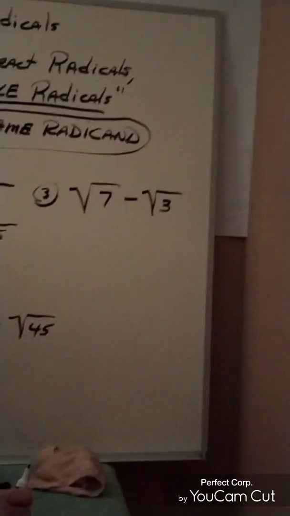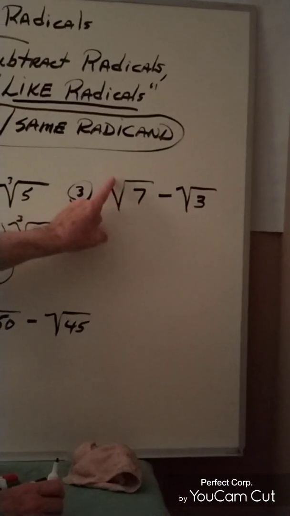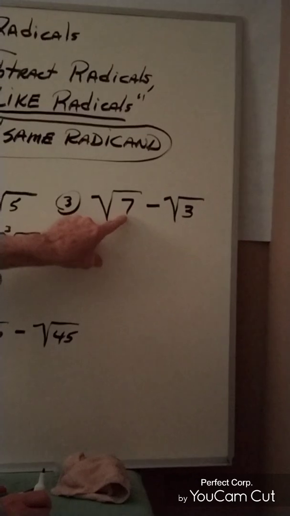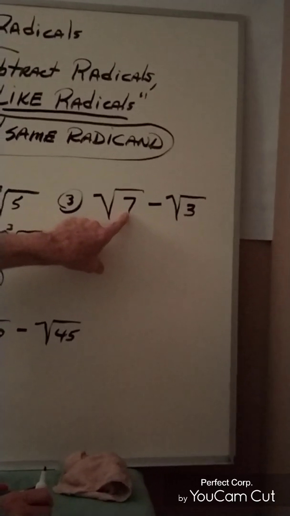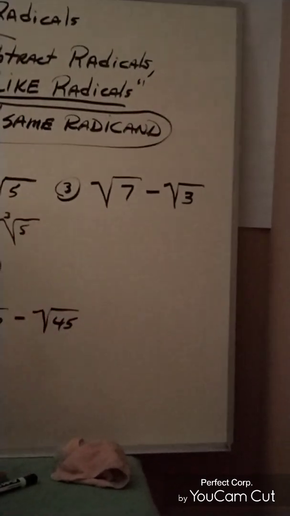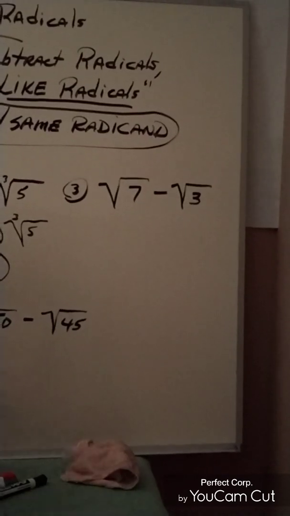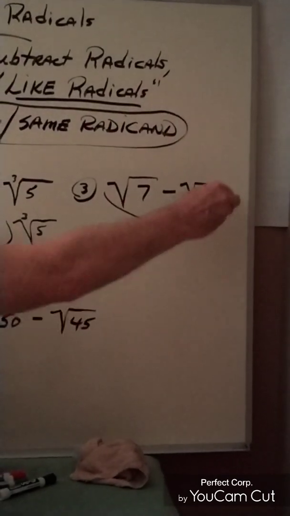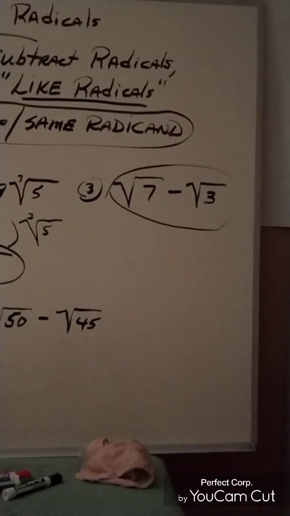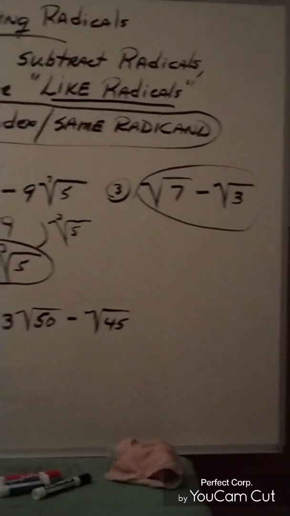Number 3, the radicands are not the same. The indices are, but the radicands are not. And we can't do anything with 7 because it's already prime, and we can't do anything with 3. So we're not able to subtract anything on number 3 because we don't have like radicals. This is your answer. You can't do anything more with it. You can't literally subtract them because the radicals aren't the same.